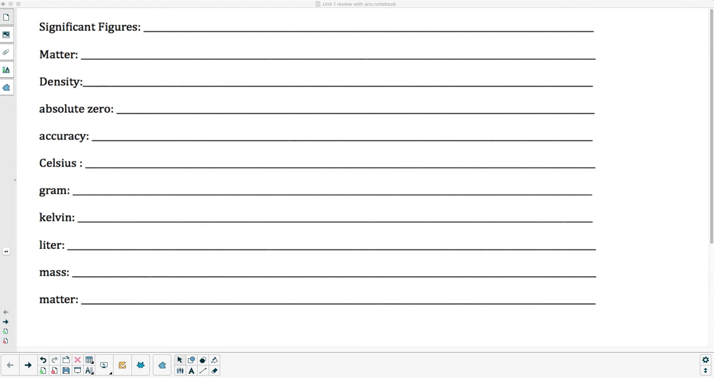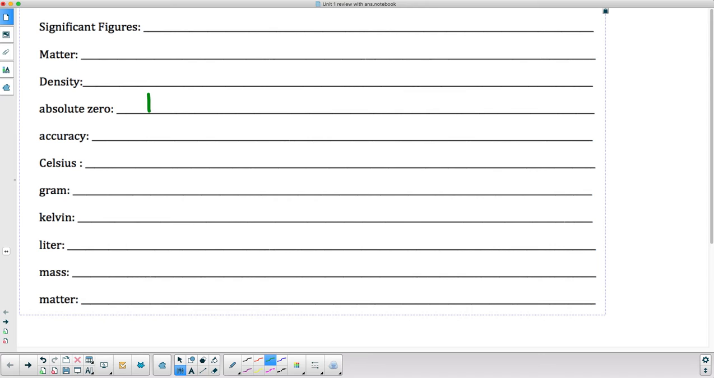Hey class, this is the first 2 pages of the review. I just want to give you some hints to make this a little bit easier for you, like where to find the information and what to do. So take a look at the vocab here. I'm just looking for a very simple explanation. Something like absolute zero, you would say something like lowest possible temperature.